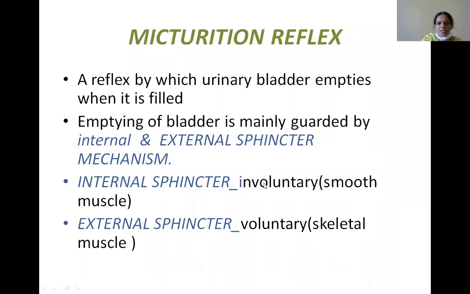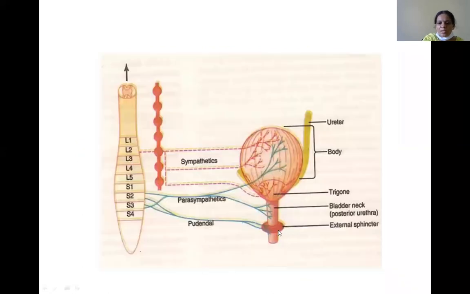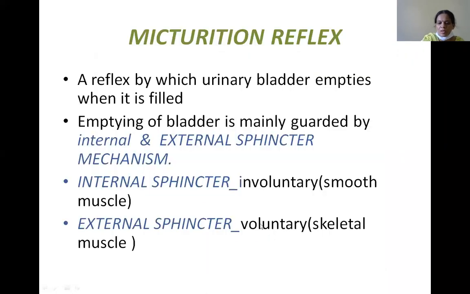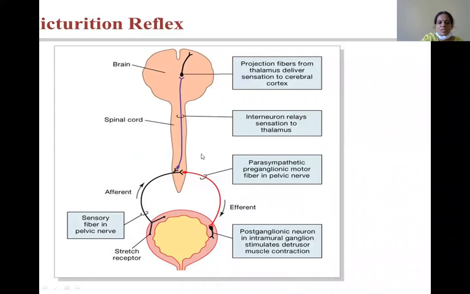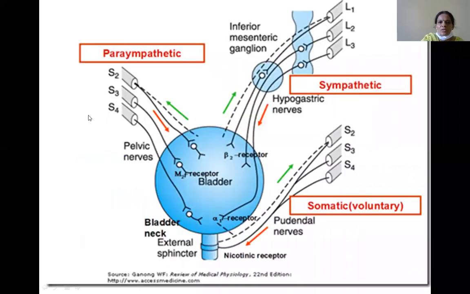The internal sphincter is involuntary smooth muscle, whereas the external sphincter is voluntary and made up of skeletal muscle. This is involuntary smooth muscle, and this is voluntary. So this is the picture; we'll come to this again. These are the parasympathetics which supply the bladder. The bladder is majorly made up of a muscle termed the detrusor muscle. This parasympathetic supply comes through the pelvic nerves.